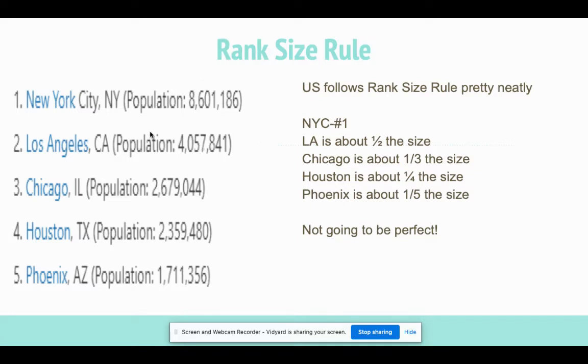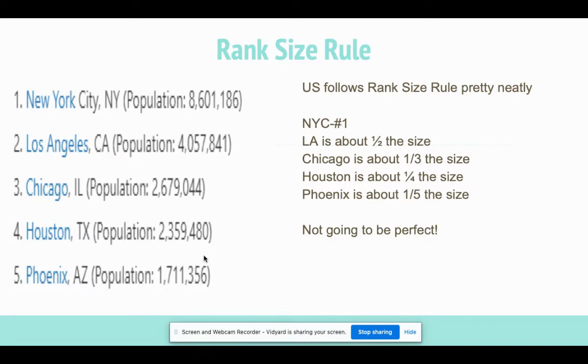And if we look at that, 8.6 and about 4 million are about half. Chicago, it should be about a third of the size, which it falls into that category. Houston should be about a fourth of the size. And the fifth largest city, Phoenix, which has actually just recently replaced Philadelphia, is about a fifth of the size.